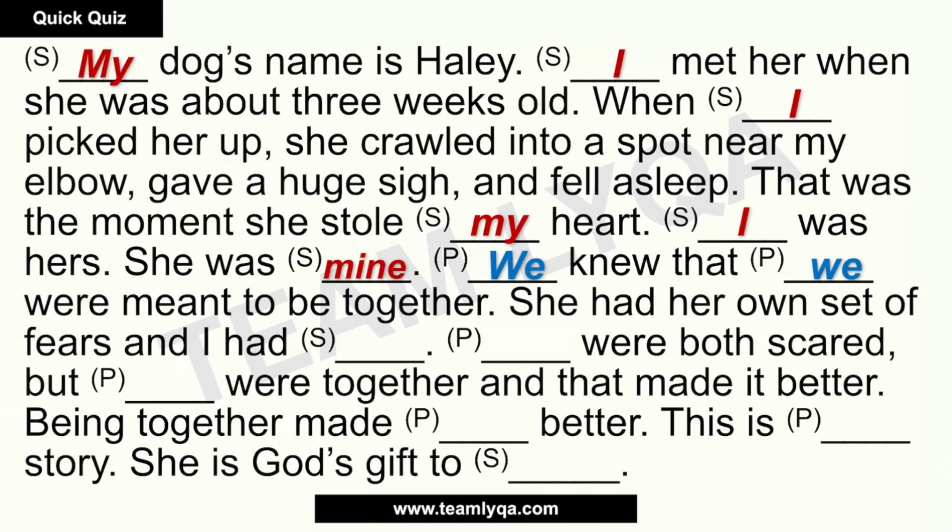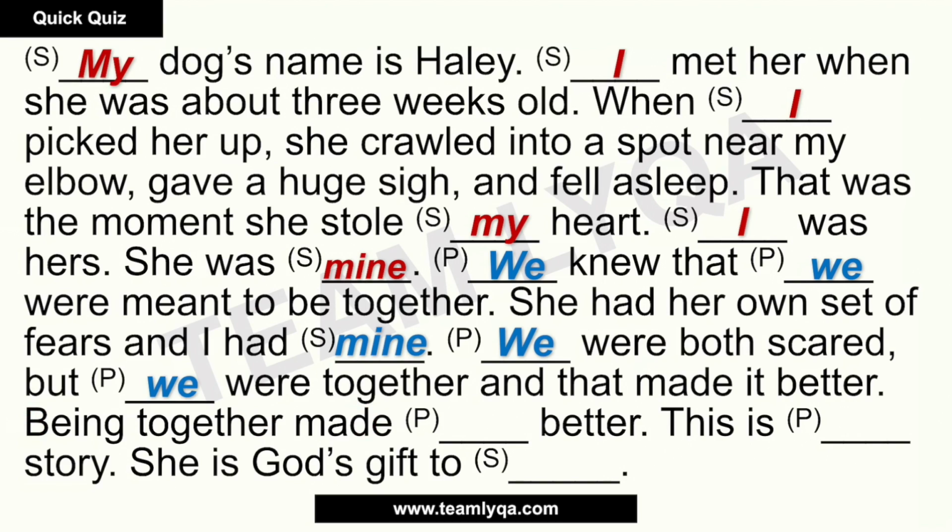Plural ang pinag-uusapan. Next, she had her own set of fears and I had blank. So I had, mayroon din ako sariling set ko ng fears, ownership din siya, pero hindi nakasunod, so I had mine. Blank, we're both scared. Again, plural ito. Pareho kaming takot. So, this is action ito. Kami yung gumagawa, kami yung takot. We were both scared. But, blank, we're together.